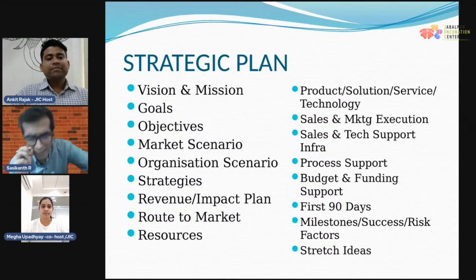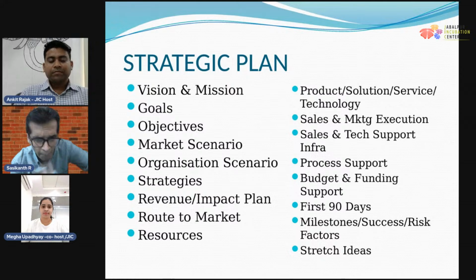So strategic plan has the following elements which need to be included. All of these elements are very critical. Some of the elements may not be there for certain B2B or B2C situations, but overall, these are the different elements of a strategic plan, whether we look at a B2B startup or a B2C startup. So let's look first at the vision and mission.